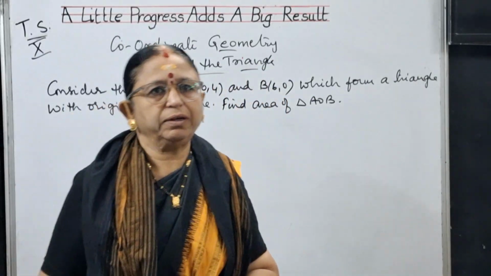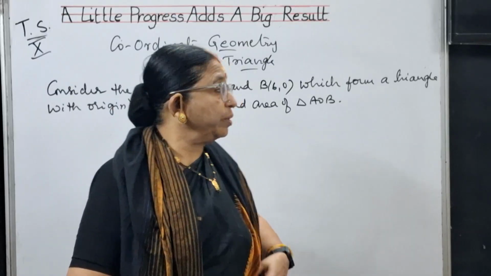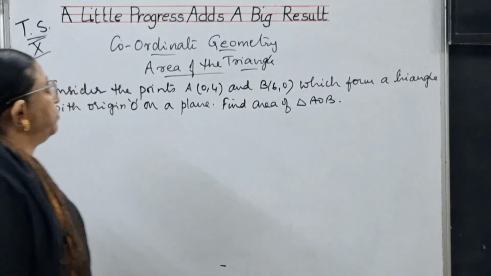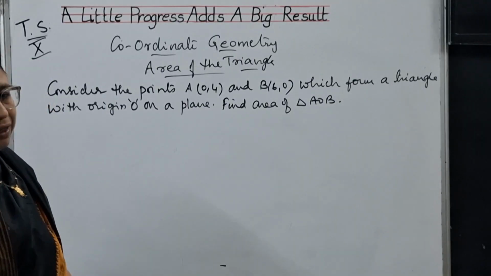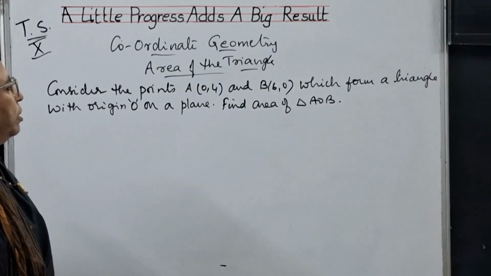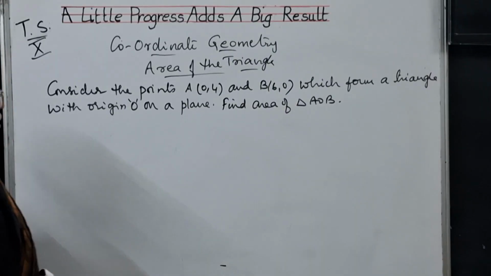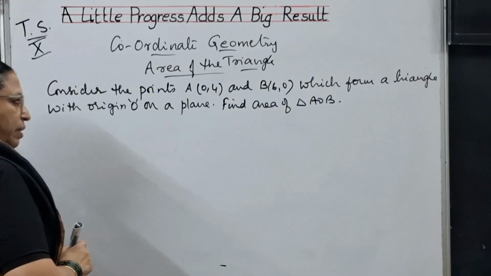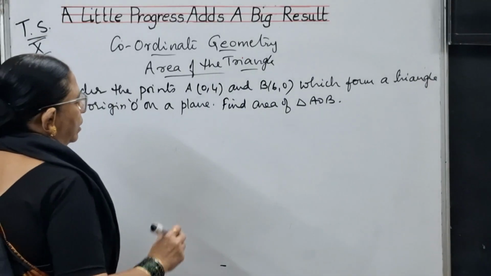Now I am dealing with 10th class maths, coordinate geometry, and in this coordinate geometry, area of triangle. How to find out the area of a triangle. So the first one is: consider the points A (0, 4) and B (6, 0) which form a triangle with origin O. Then find the area of triangle AOB.